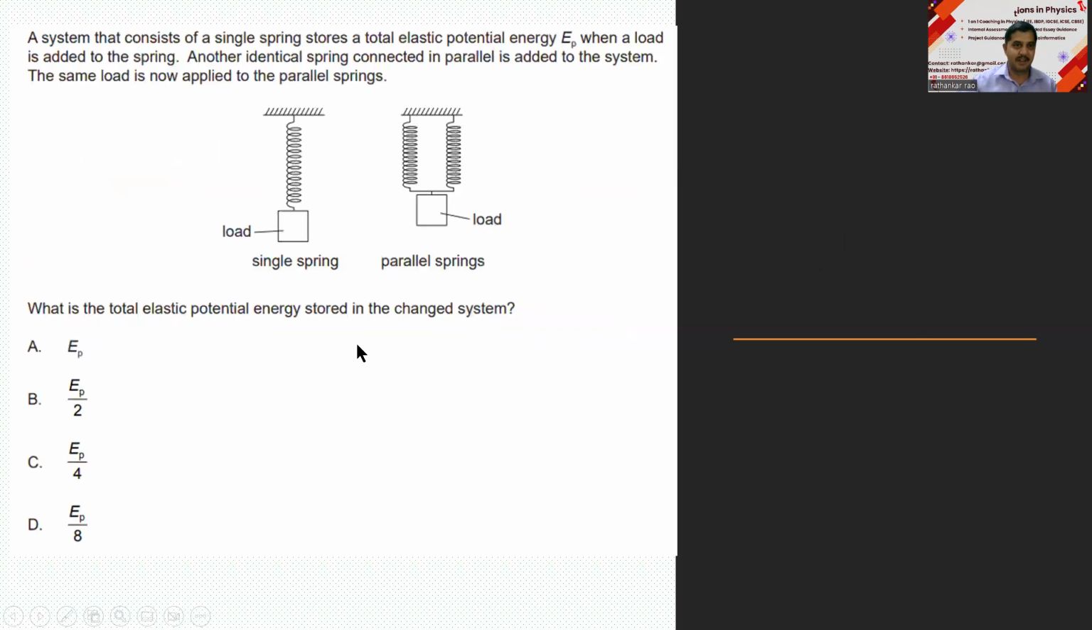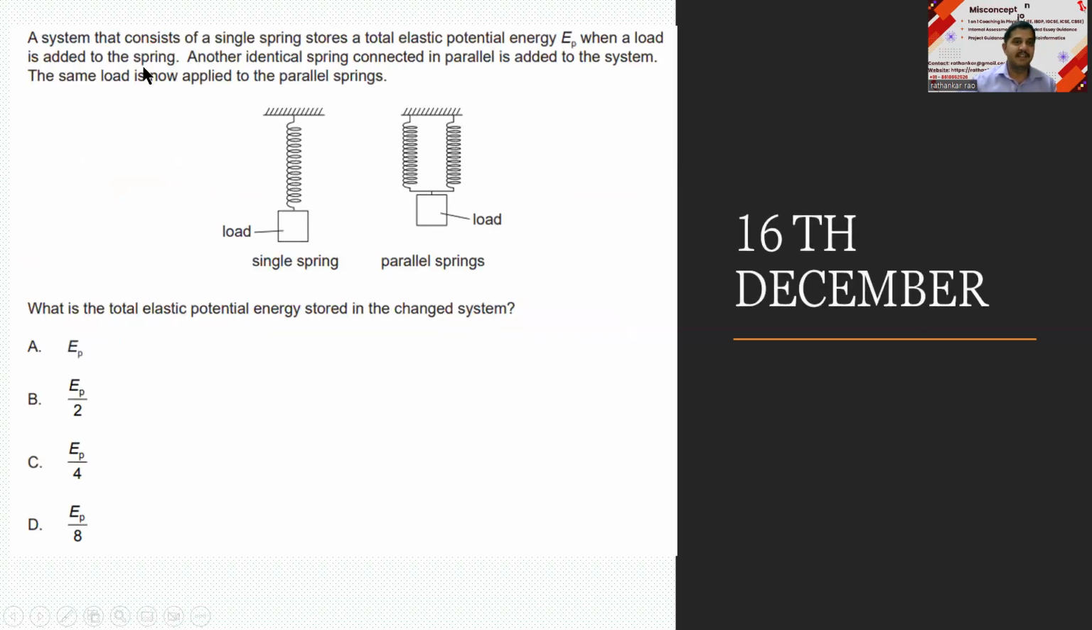Okay. Next. A system that consists of a single spring stores an elastic potential energy, EP. When a load is added to the spring, another identical spring is connected in parallel to the system. So he adds a load to one of the springs, then he adds two identical springs together and attaches the load. The same load is applied across the parallel springs. What is the total elastic potential energy stored in the changed system?